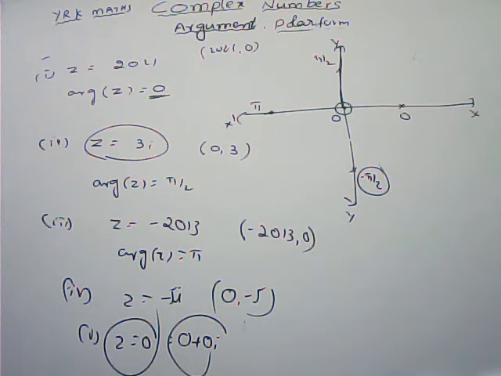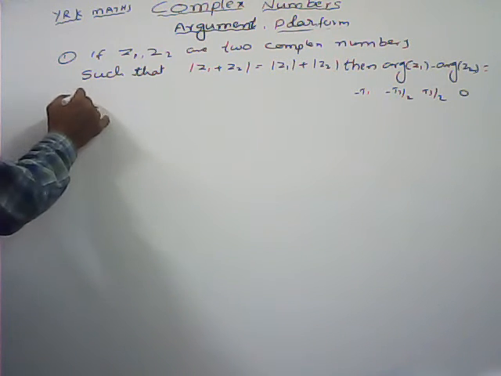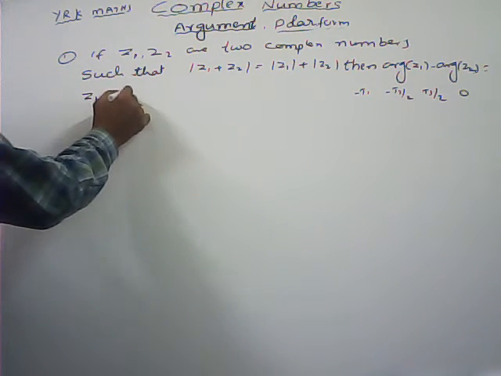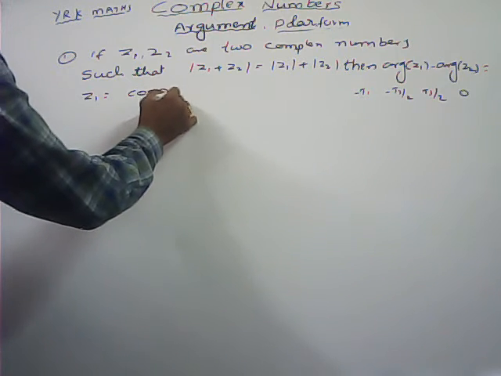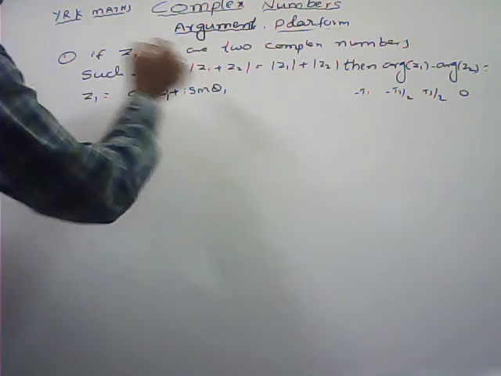Now we can discuss some different model questions. Here Z1, Z2 are two complex numbers such that modulus of Z1 plus Z2 is equal to modulus of Z1 plus modulus of Z2. Then we want argument of Z1 minus argument of Z2. For this type of problem, we better take Z1 in polar form, cos theta 1 plus i sin theta 1.